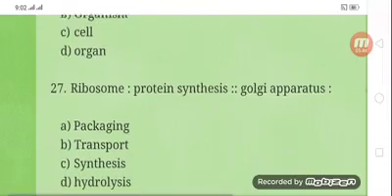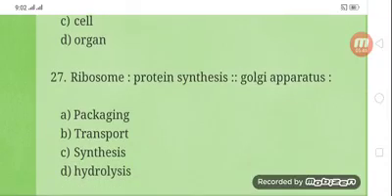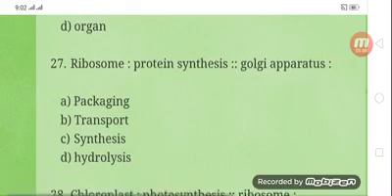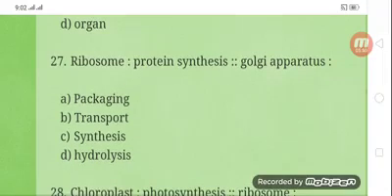Try to check it. Ribosomes is the site of protein synthesis, whereas Golgi apparatus is the site of packaging, a packaging site of the cell. Okay, transport, letter B is for endoplasmic reticulum. And the two words in cytology, synthesis is the building up, whereas hydrolysis is the breaking down.